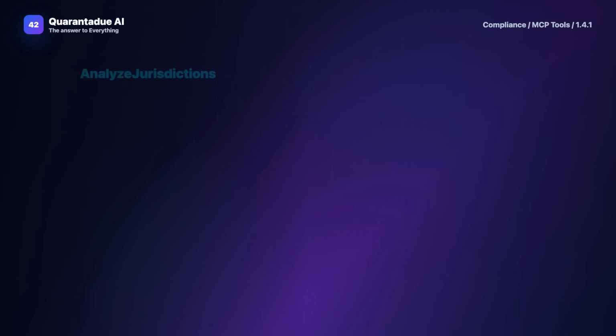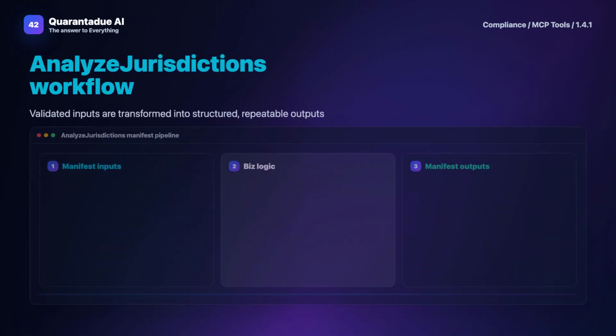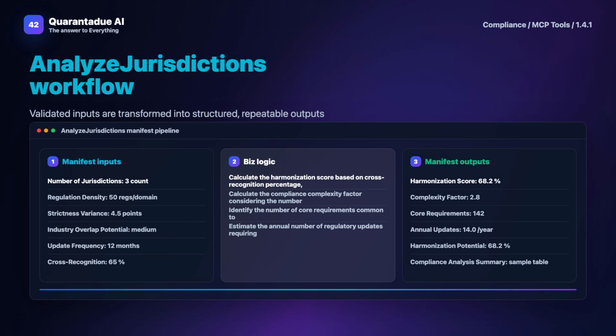The workflow then applies: calculate the harmonization score based on cross-recognition percentage, industry overlap potential, and strictness variance between jurisdictions. Calculate the compliance complexity factor considering the number of jurisdictions, regulation density, and strictness variance.